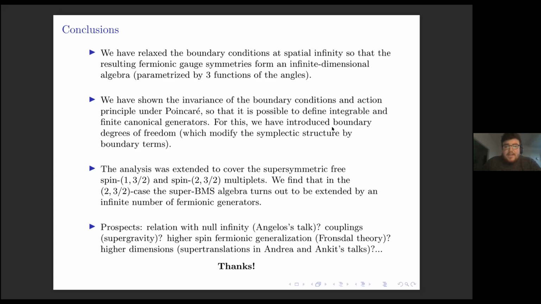The other thing is that we have threefold symmetries. I mean, we have three independent parameters generating these fermionic transformations. So in principle, I don't know how the symmetries could be related in some sense. Yes, that's what I can say.